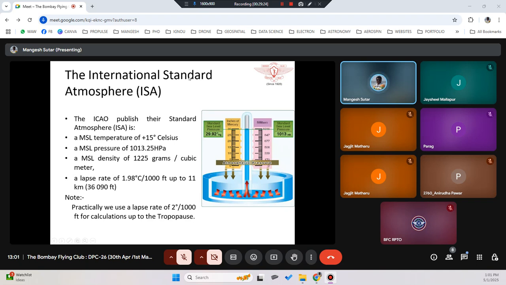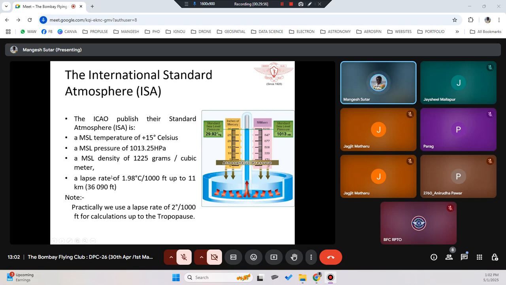So the international standard atmosphere, that is ISA, published by ICAO: at MSL, mean sea level, the temperature would be 15 degrees Celsius. The pressure at mean sea level would be 1013.25 hectopascal. The density at mean sea level will be 1225 grams per cubic meter. Okay, or the lapse rate. If you see, at mean sea level the temperature is 15 degrees.